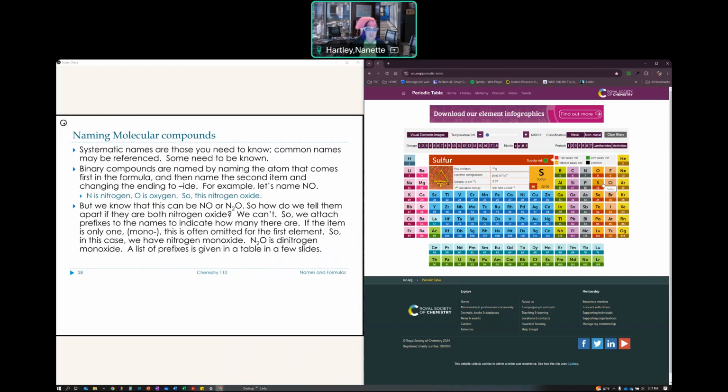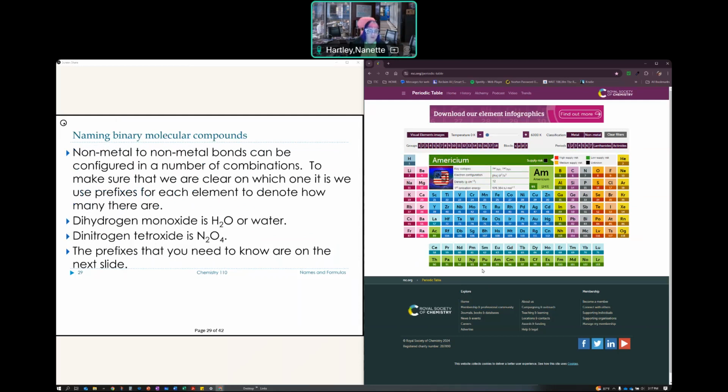Okay. So systematic names are the ones you need to know. Now there are some common names. They're in that table that I showed you. All right. You can use those if you want to, but it is not required that you know any of them. Systematic name will never be wrong. Right? So nonmetal to nonmetal bonds can be configured in a number of combinations. To make sure that we are clear which one we use, we use prefixes for each element to denote how many there are. So dihydrogen monoxide.